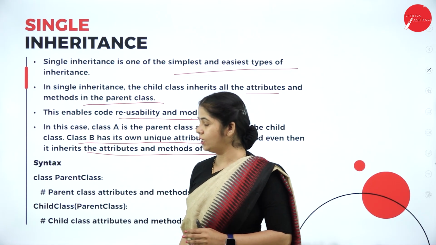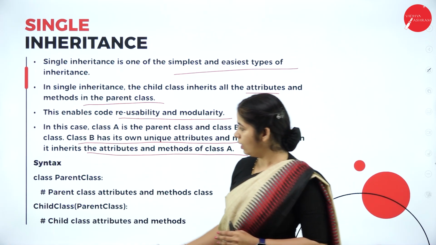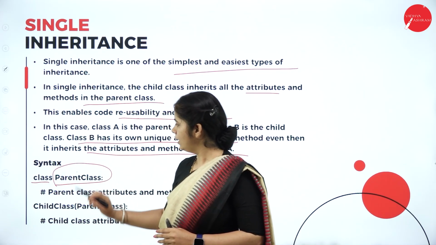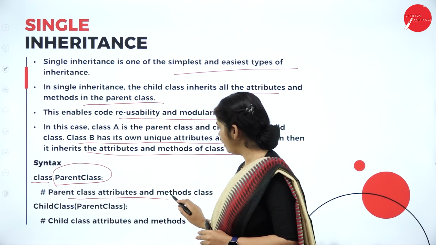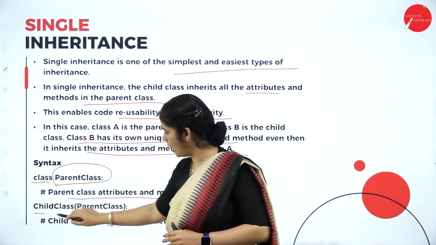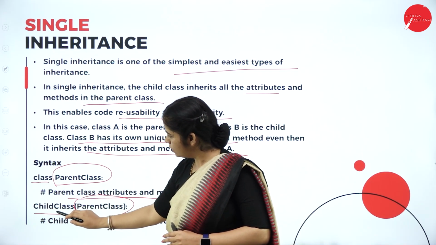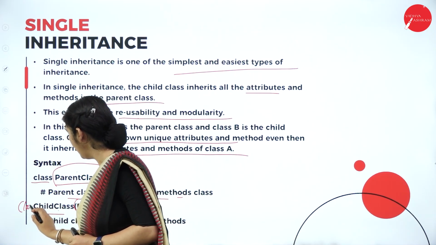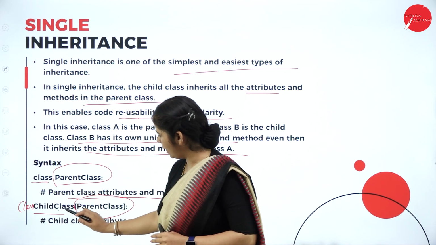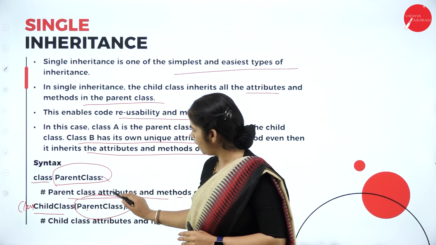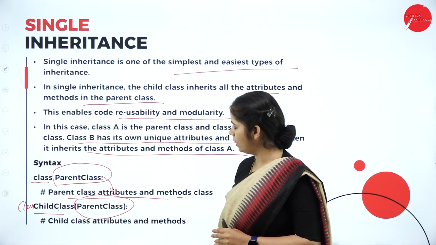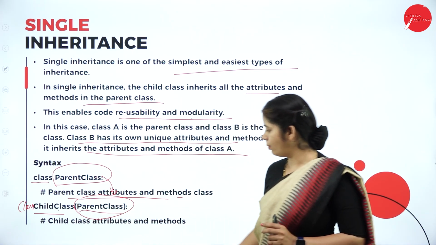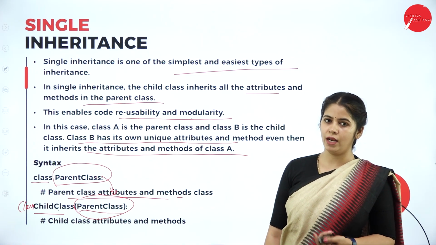The syntax of creating single inheritance, how are we doing it? Class, parent class is what? The class name. Then all the attributes and methods of the parent class. Then create a child class with a child class name. So here we have a class keyword, class, child class, then the parent from which we are inheriting. From the parent class we are inheriting, so we have to represent that within the braces. Then child class attributes have to be mentioned, if any.